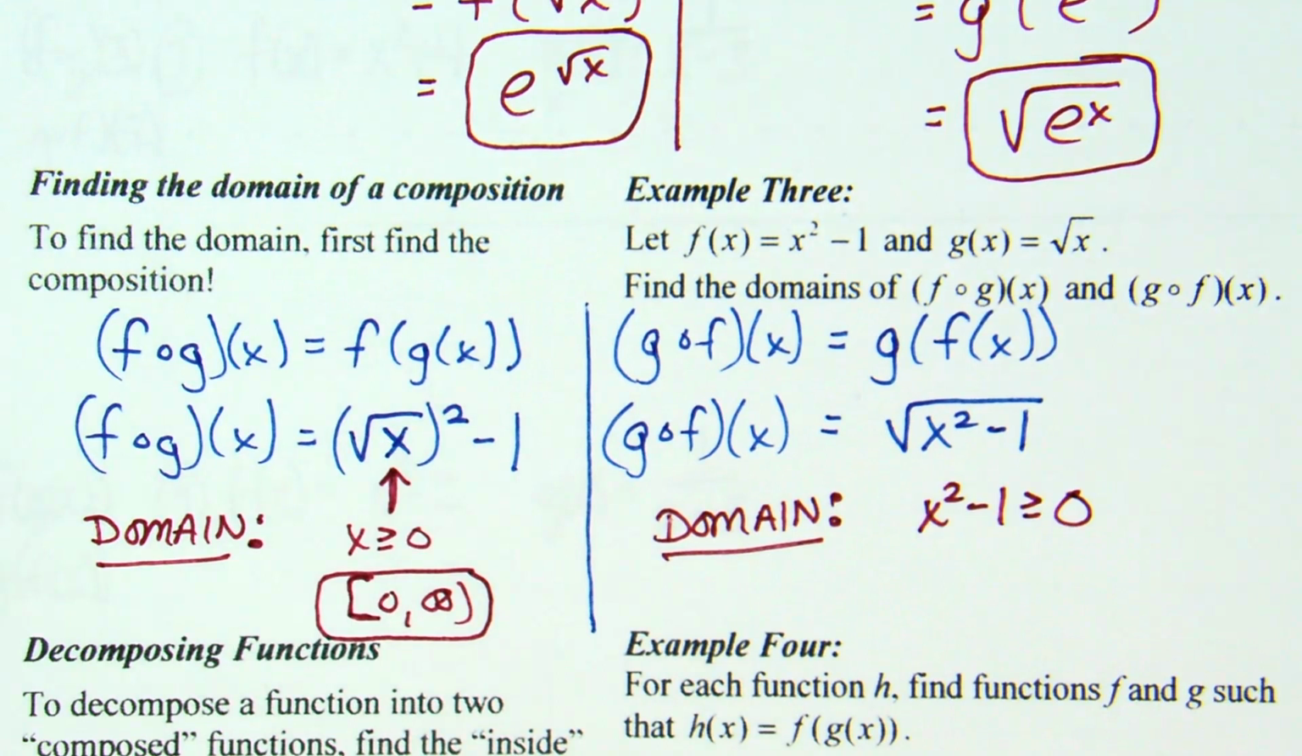Can I put negative 2 in? Yeah. Can I put negative 3 in? Because I'm going to square those and they're doing the same thing as the positives. Can I put 0 in? No, because 0 squared minus 1 results in a negative. What other numbers am I not able to put in?